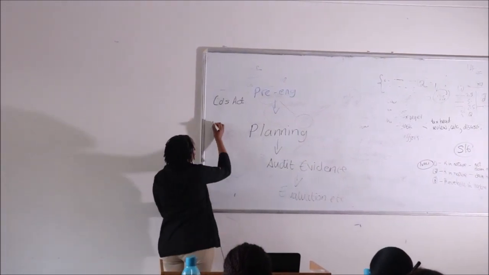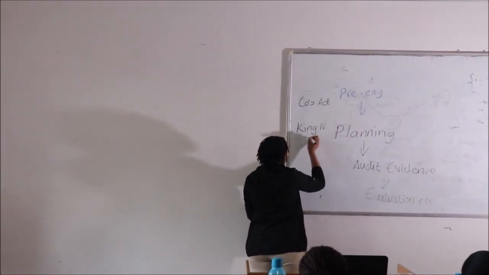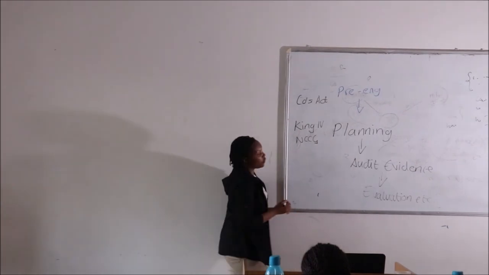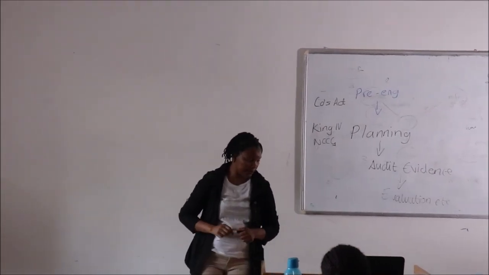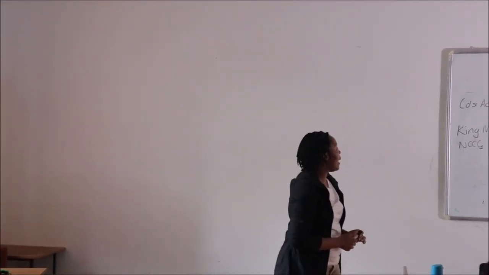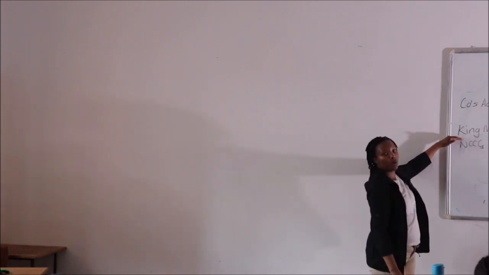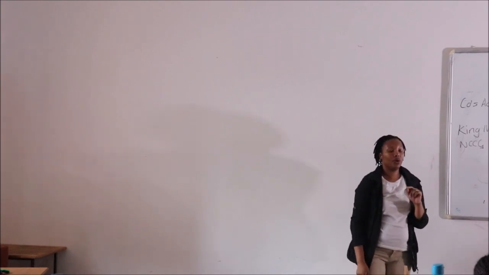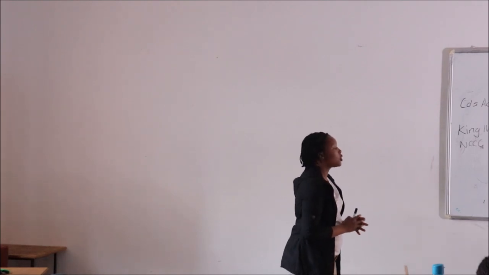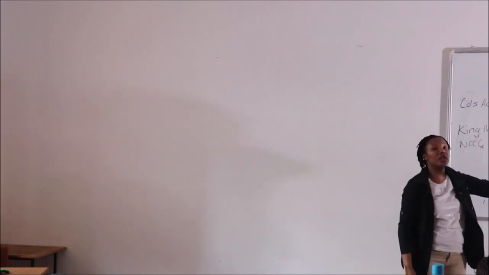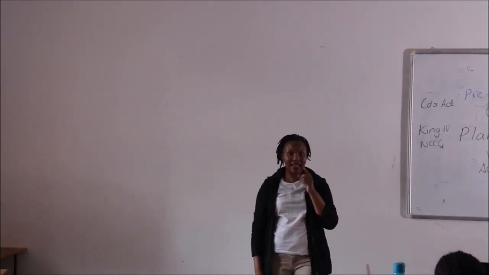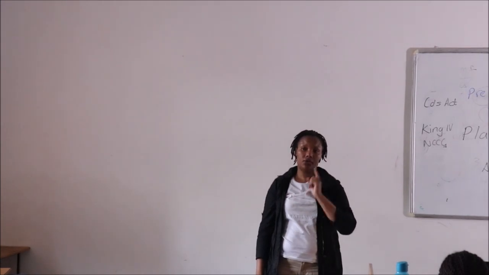And then we've got King 4 on National Code on Corporate Governance. So for this one, I will tell you this. You should master King 4. But I will also tell you that you should make sure that you get the National Code on Corporate Governance and go with it to the exam. Make sure you look for that and you go with it to the exam, just in case they do not ask for King 4.